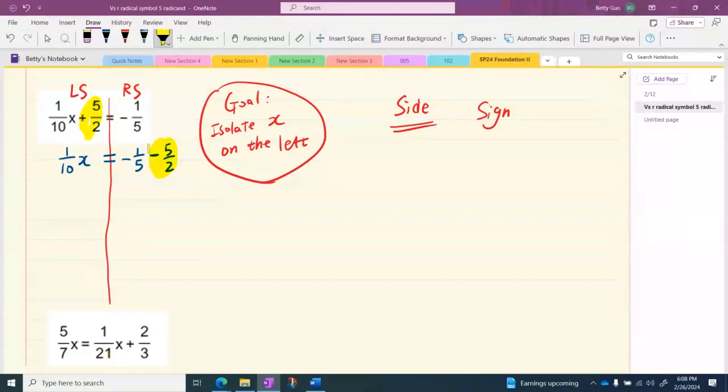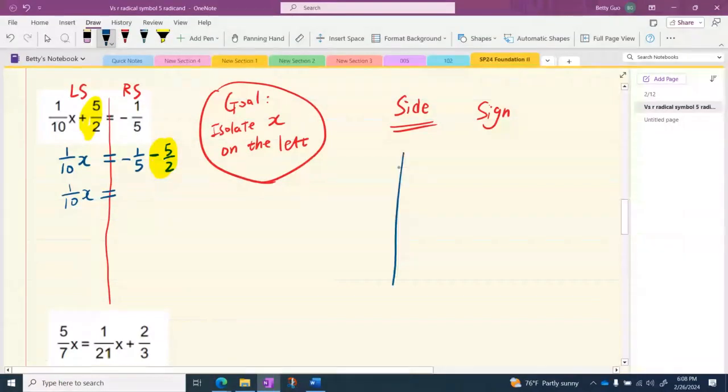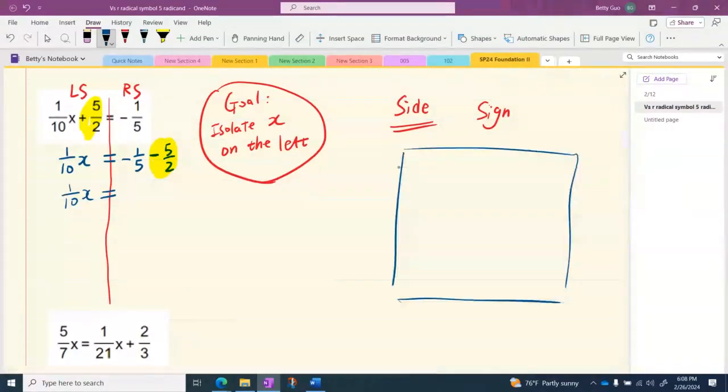After we collect like terms, we are going to combine like terms. On the left side, we have 1 over 10 times x by itself, so there's nothing we can combine. On the right, I'm going to process or simplify the right side in this box. That's how I organize things. Let's write the right side in the box. Negative 1 over 5 minus 5 over 2. Okay?